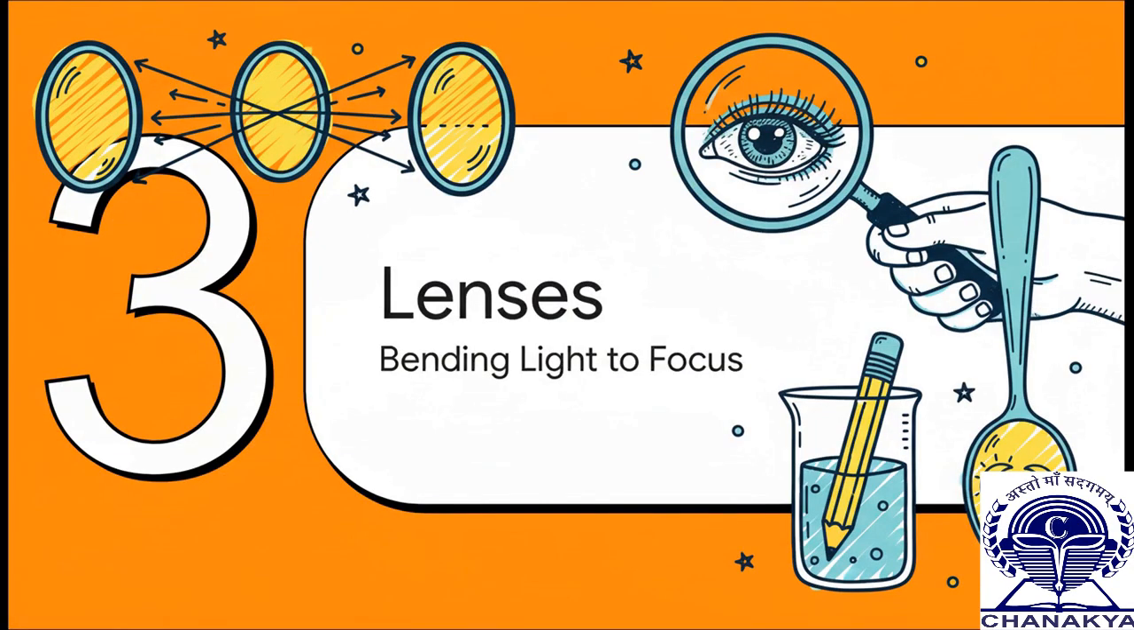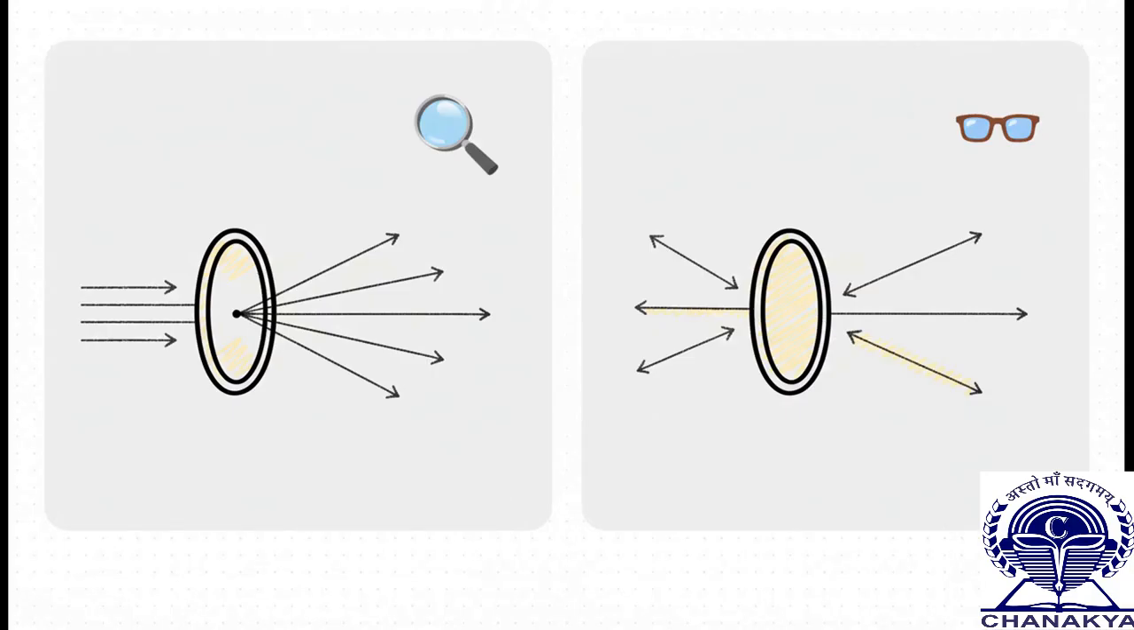Okay, so if we know exactly how light is going to bend when it passes through a material, that means we can actually shape that material to control the light. And that is exactly what a lens is. It's just a carefully shaped piece of glass or plastic designed to bend light in a very specific, useful way.